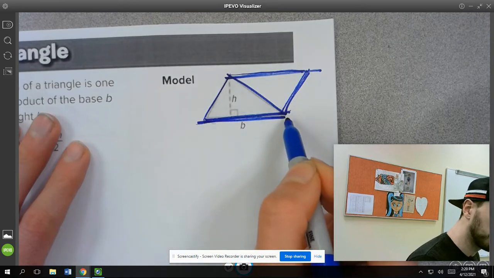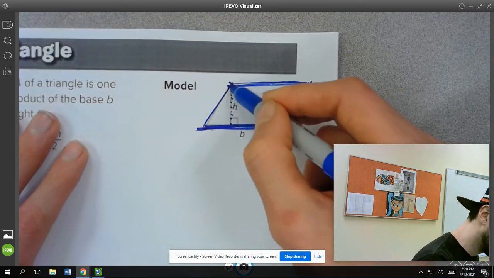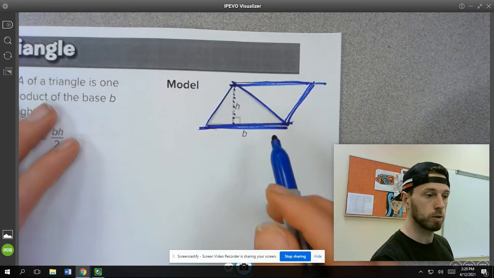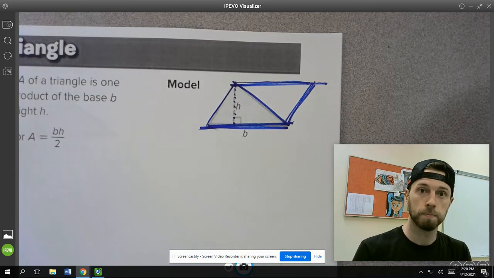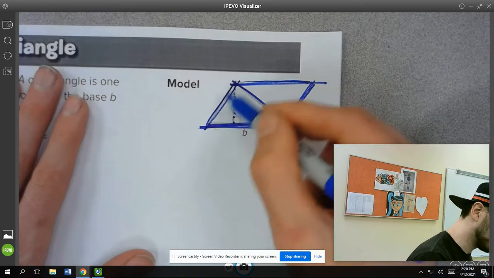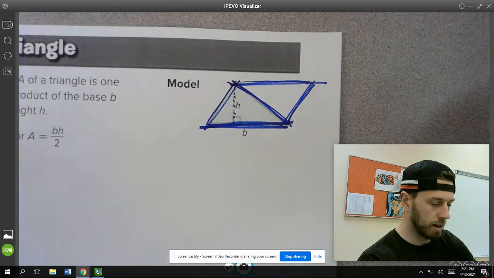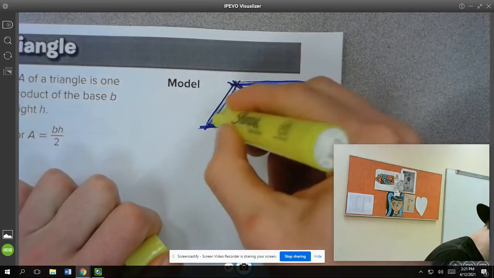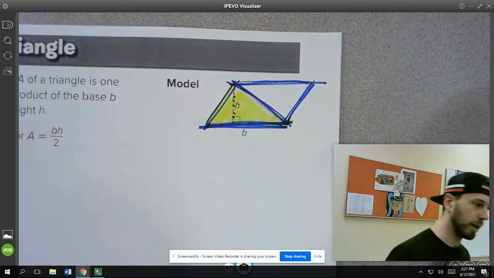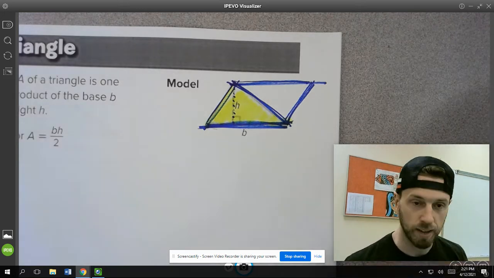And that's all you gotta do, because look, the base of the triangle is the same as the base of the parallelogram. The height of the triangle is the same as the height of this parallelogram. So you just do base times height, divide it by 2, and then that gives you the area of this guy right there. And that's all there is to it.